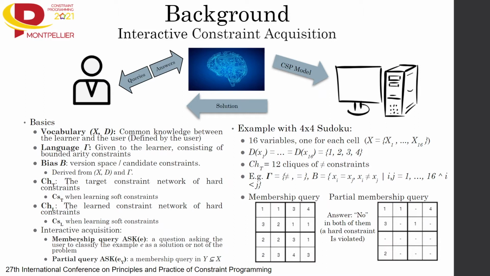When acquiring hard constraints, the main type of queries that is used is the partial membership queries. These queries ask the user to classify an example as a solution or non-solution of the problem. We can see here an example in a small Sudoku problem to better understand the terms with the variables, the domains, and an example of membership queries.